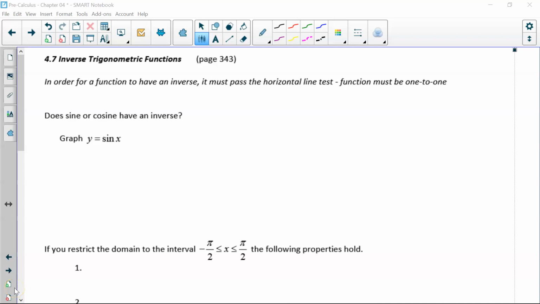Welcome to section 4.7. We're going to be talking about the inverse trigonometry functions. Now, does sine or cosine have an inverse? Inverse is when we switch those inputs and outputs. So now, for sine of x, our domain for sine is all real numbers. It goes from negative infinity to positive infinity.